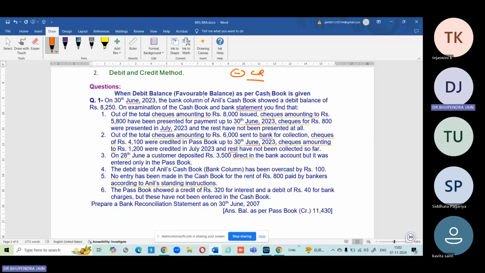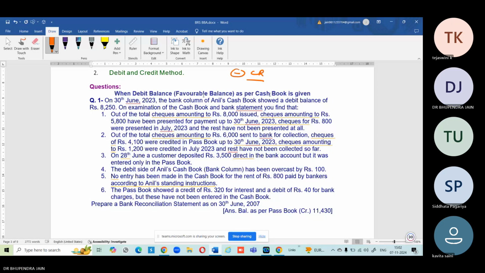Debit means assets balance or credit means liability balance. Or if the passbook balance is given in the question, then definitely we have to start the question from the balance as per passbook. If the passbook balance is given, then we will match it with the balance of cash book. Or if the cash book balance is given, then we will match the balance as per the passbook. So this is the system.